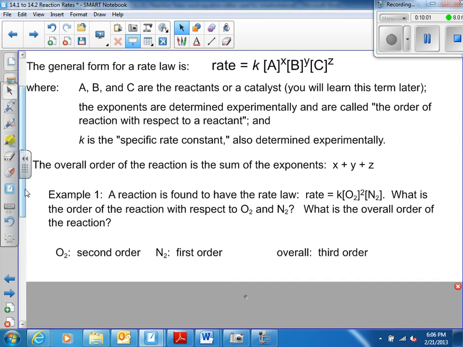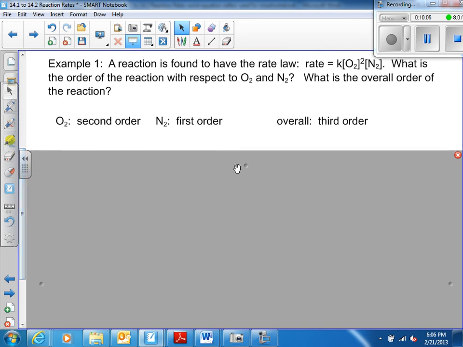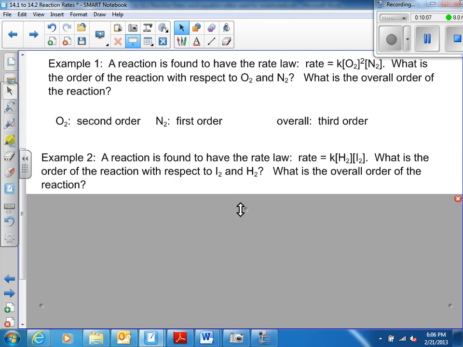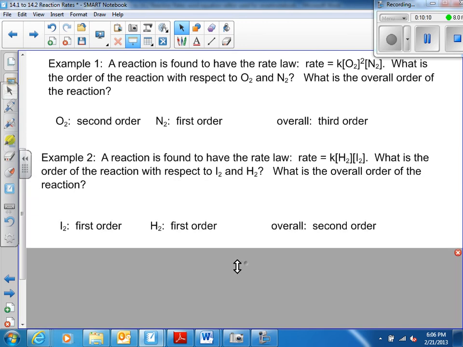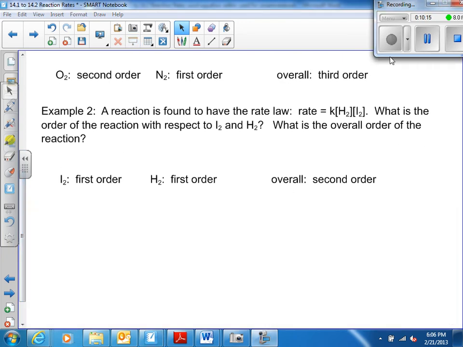Pretty darn straightforward, right? It's just the exponent. Very straightforward on this one. Okay, pause if you need to, and here's the answer. Boy, that was easy. At least I hope it was easy.